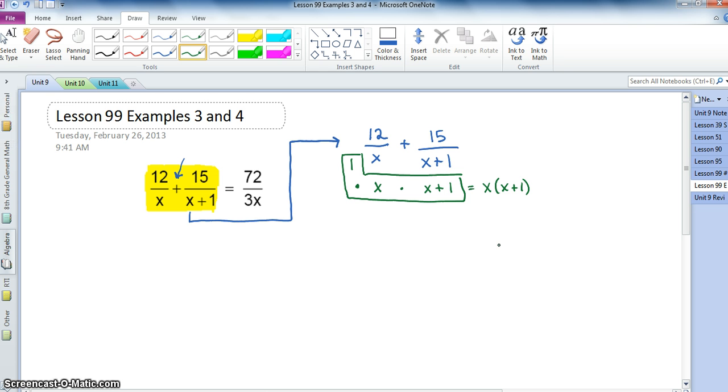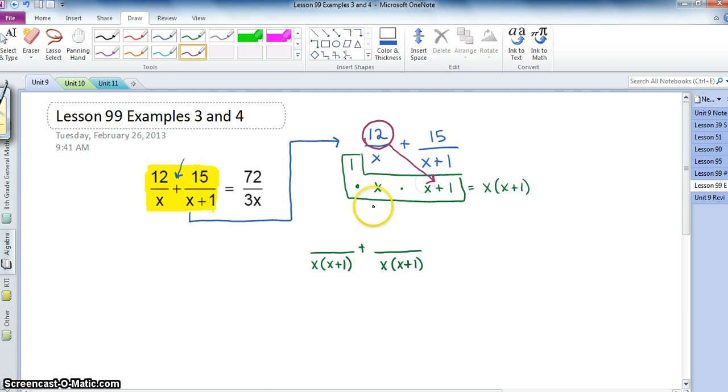Now what I need to do is write two new fractions that have my new denominator. I have an x times an x plus 1. And then I have an x times an x plus 1. And I have to figure out my numerators. The numerator of the first fraction was a 12, so I'm going to cross multiply. That tells me the new numerator is 12 times an x plus 1. I'll do the same thing on the other diagonal. Take the 15 times the x, and 15 times x is 15x.